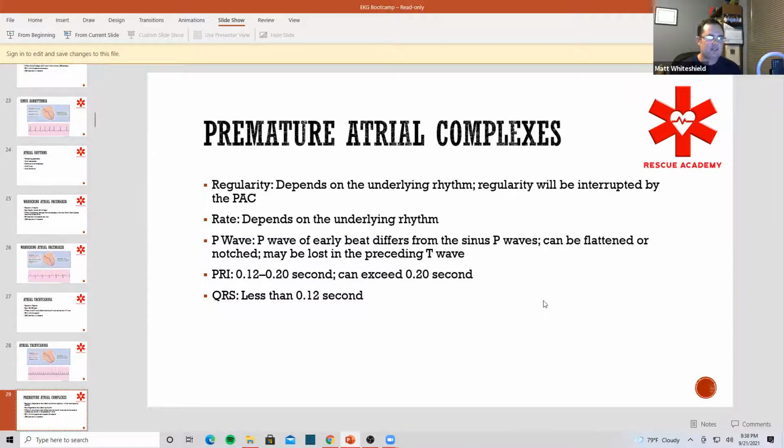Now the P wave of the early beat differs from the sinus P waves, can be flattened or notched, and may be lost in preceding T waves. Sometimes it's hard to tell if you have a P wave, but there must be a P wave for you to technically call this a PAC. And I'm going to show you why.